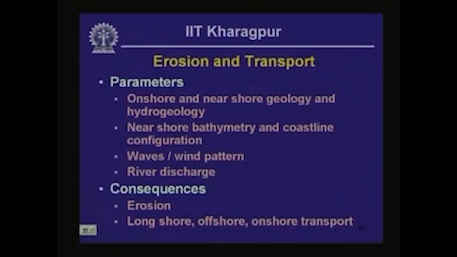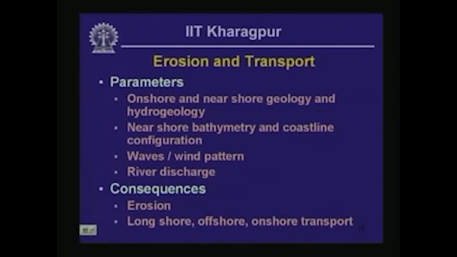Parameters controlling erosion and transport include onshore and nearshore geology and hydrogeology. What are the grain size and grain characteristics, what kind of vegetation is there, whether there is any vegetation on the dune or on the beach or not, then nearshore bathymetry and coastline configuration, wave and wind pattern, and whether there are any watercourses discharging onto the shoreline.